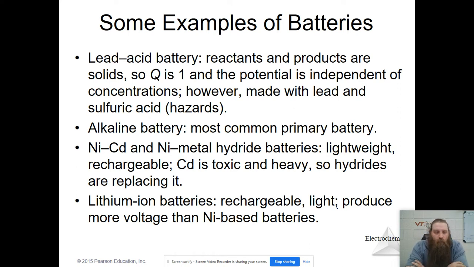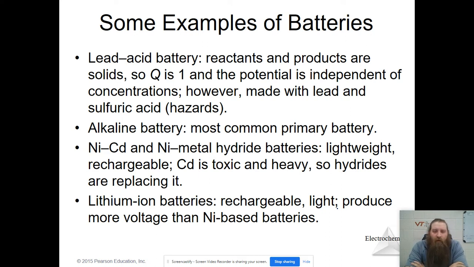The second important kind of battery is the alkaline battery. This is definitely the most common primary battery. I think there's something like 10 billion alkaline batteries made every year. They are primary batteries, which means they cannot be recharged. They need to be recycled.